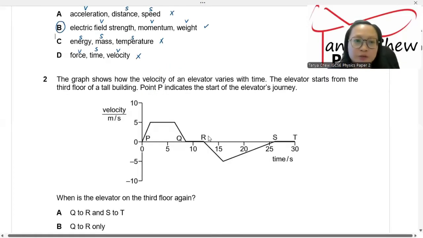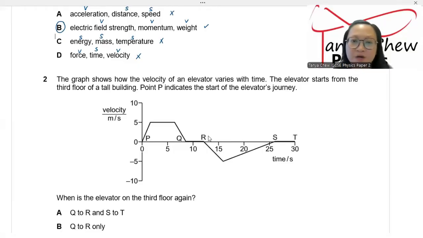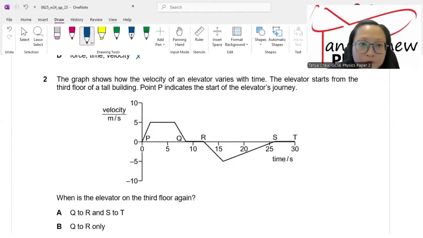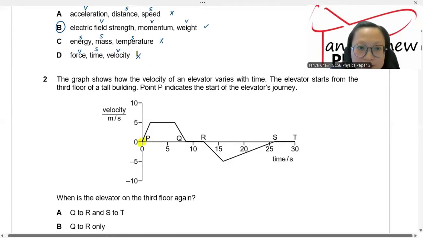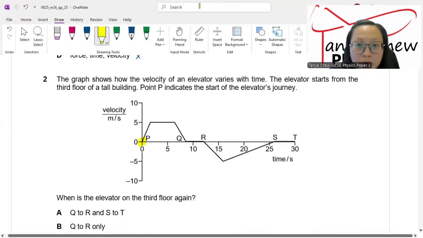Now, question number 2. The graph shows how the velocity of an elevator varies with time. The elevator starts from the third floor of a tall building. Point P indicates the start of the elevator's journey. Right, so where is our point P? Let me highlight point P for you to see. This is point P, start from the third floor.